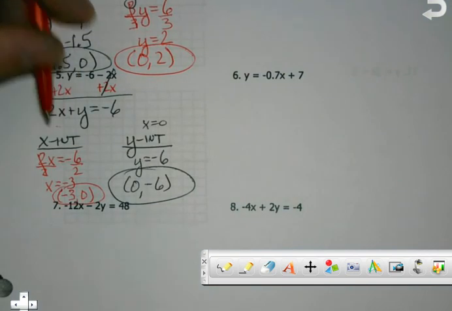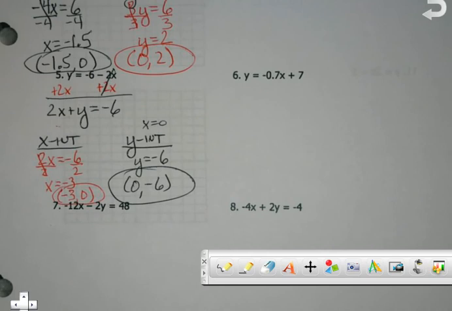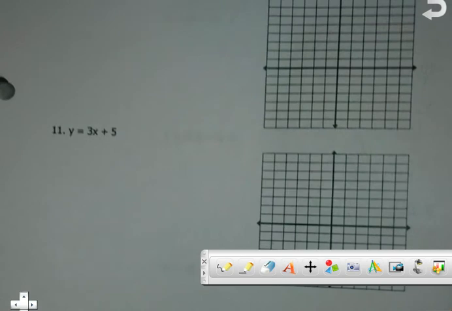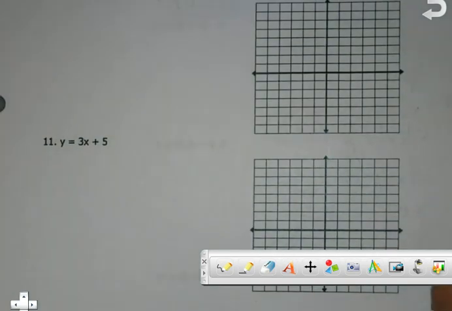So that's what we're working on with these. We're working on finding the intercepts, because then when we go to graph it, we're just plotting 2 points and we're done. Not having to think about it a whole lot. Now, on the back, find the x-intercept and the y-intercept, then graph.